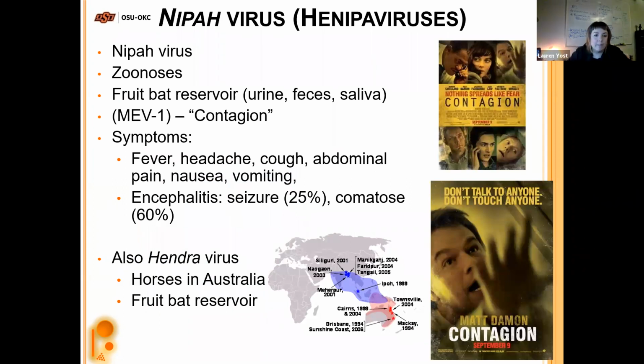Moving on to Nipah virus, or the whole group being the Henipah viruses. This includes Nipah virus and Hendra virus. Nipah virus was the virus that the movie Contagion was based off of, one of my favorite movies.